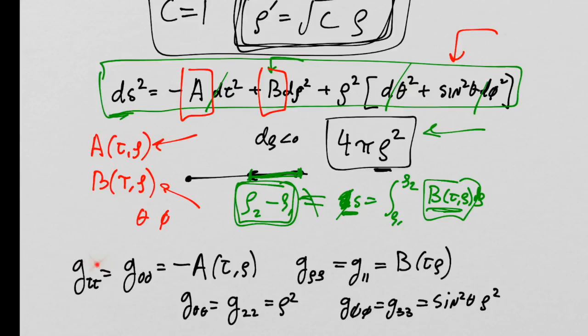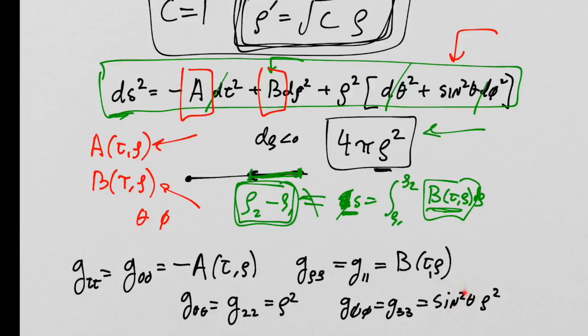We've got g_tt, which is g00, minus some unknown function of time and radius. We have g rho rho, which is g11, some unknown function of time and radius. We have g theta theta, which is g22, which is rho squared, and g phi phi, which is g33, which is sine squared theta rho squared.